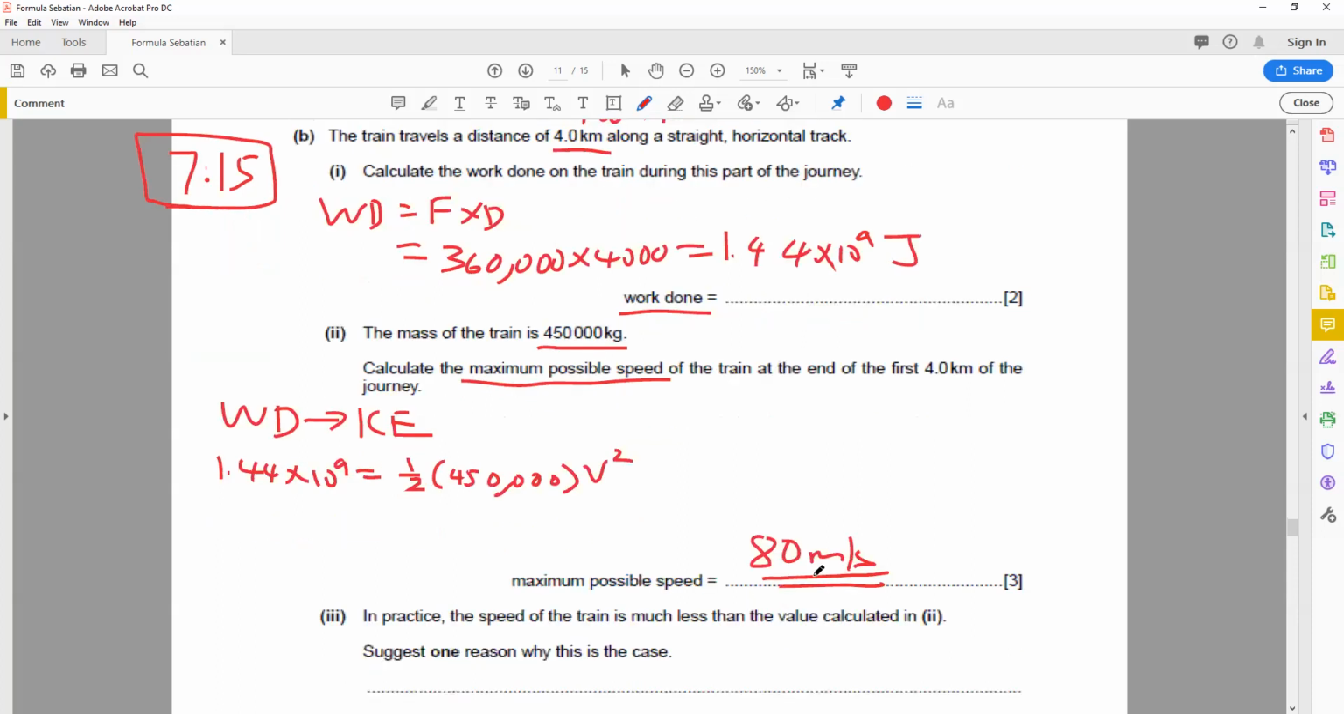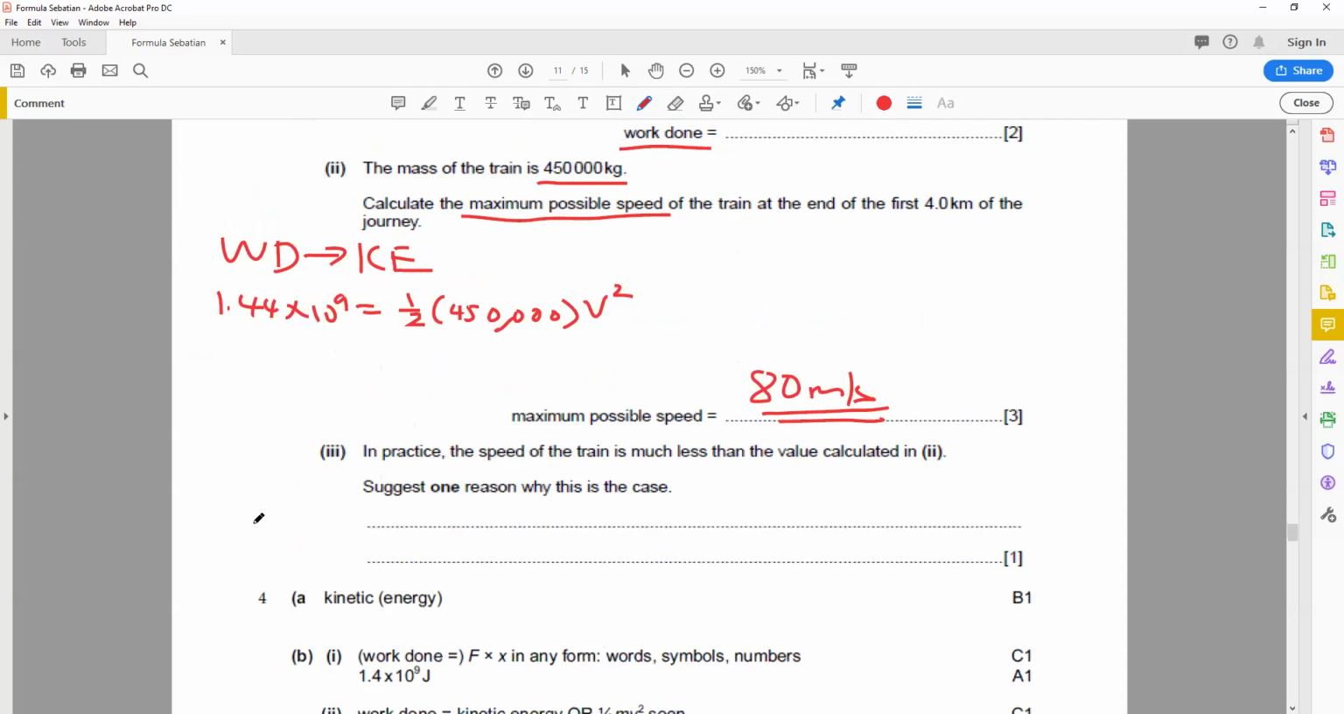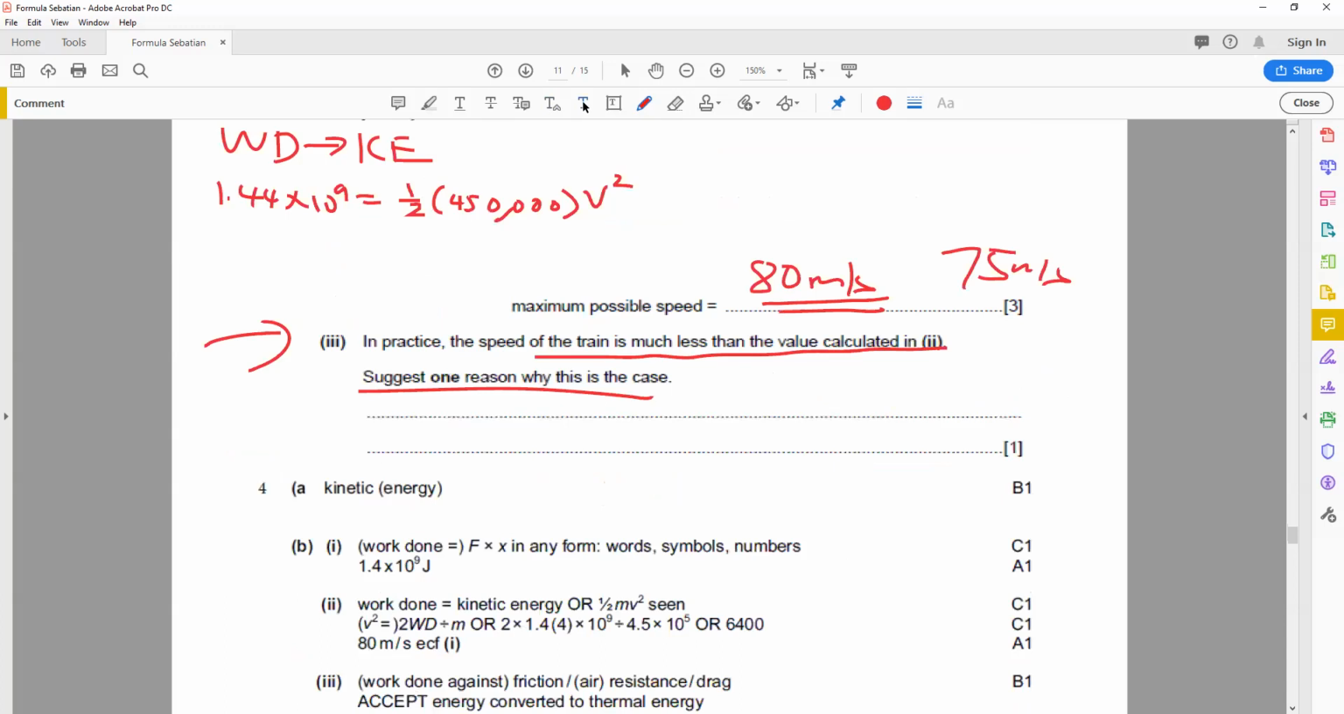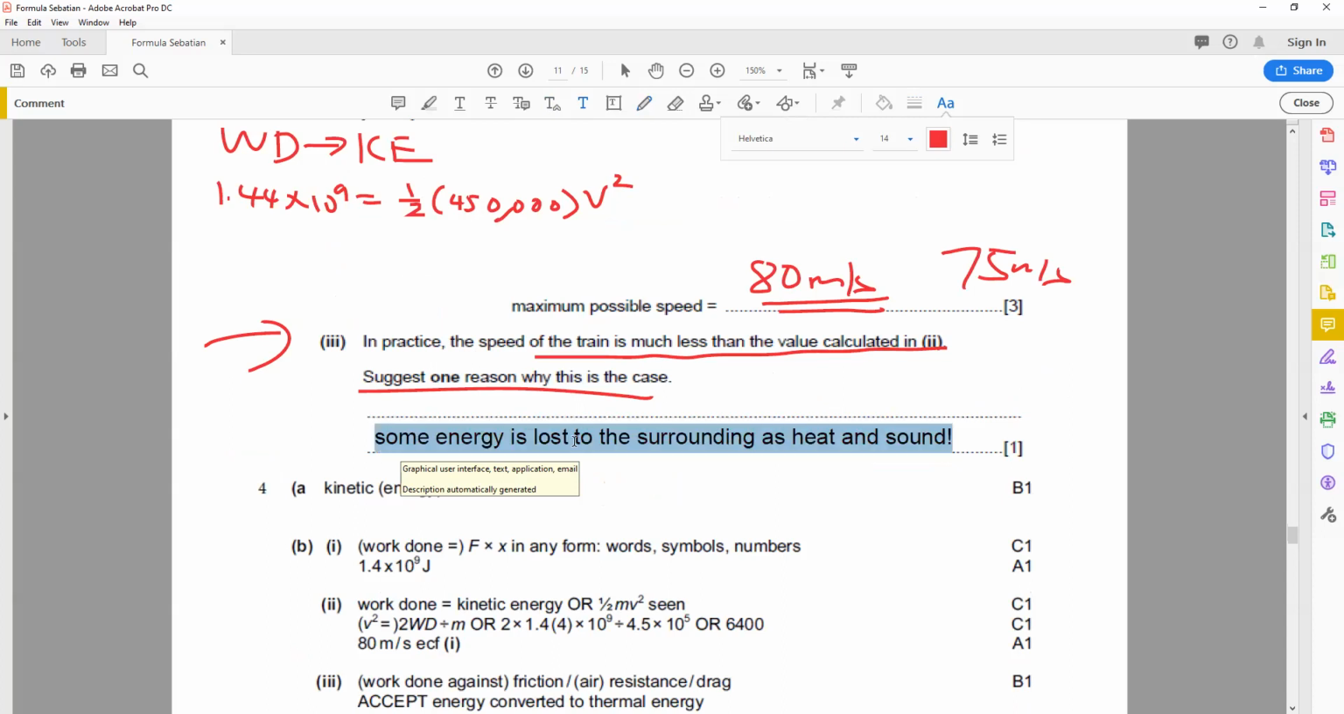Oh, excellent. Very good. And finally, one last question here, which is essentially the very standard question I've mentioned. In practice, the speed of the train is much less than the value calculated here. For sure, it won't be at 81, maybe it will only be at 75 meters per second. So just one reason why, simply because, the standard answer once again, some energy is lost to the surrounding as heat and sound. This is literally a very standard question with a very, very standard answer.